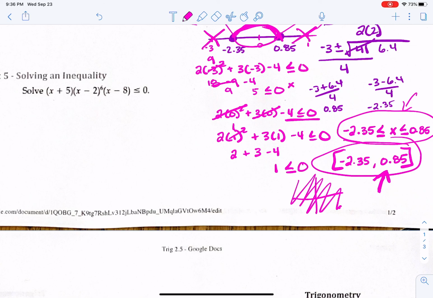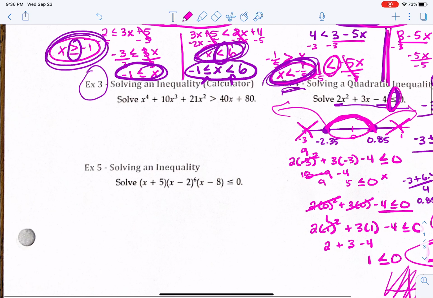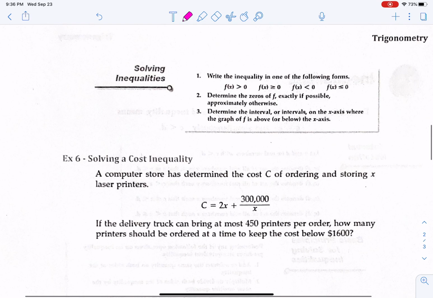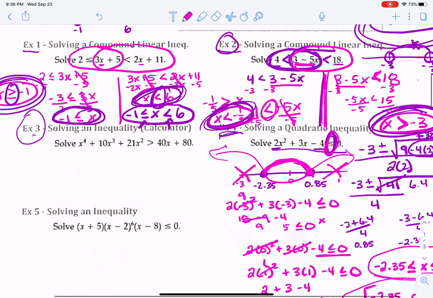Okay, all right, I'm going to go ahead and save example 3, example 5, and example 6 for tomorrow when we come back together. Okay, there you go.